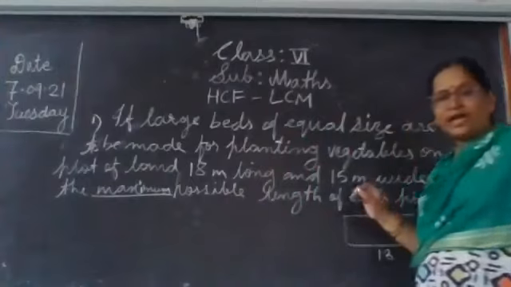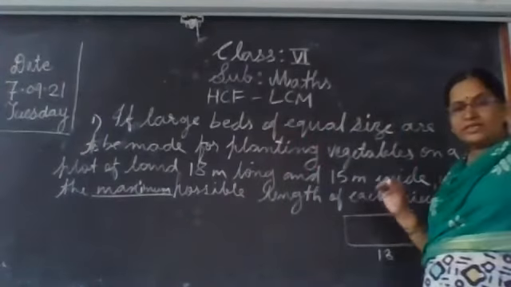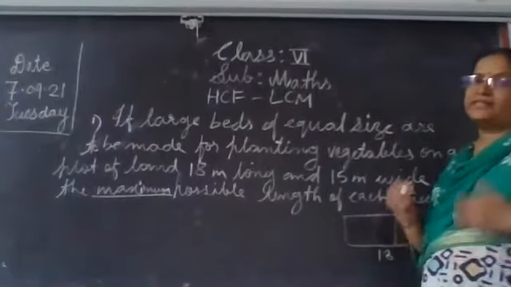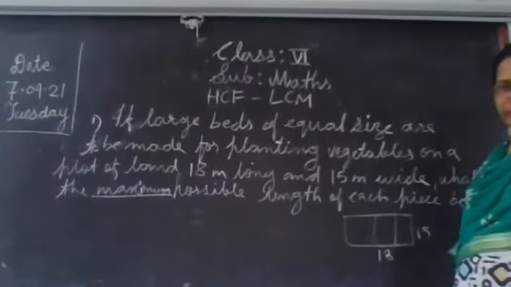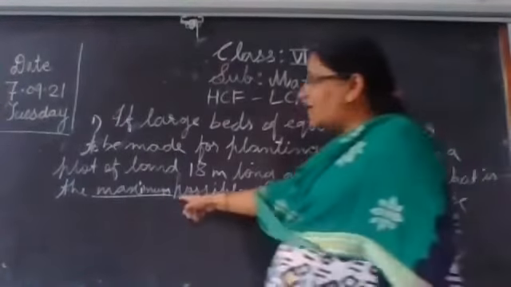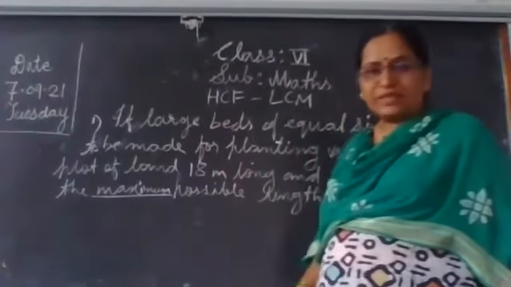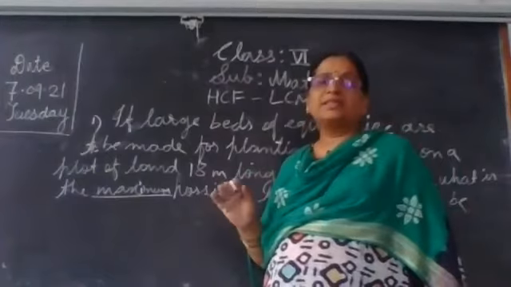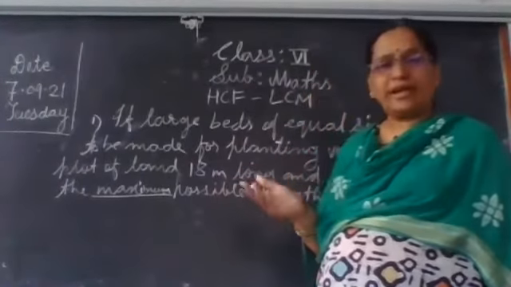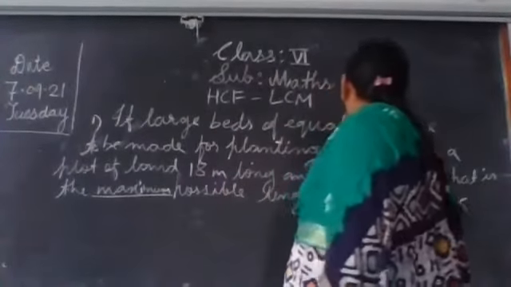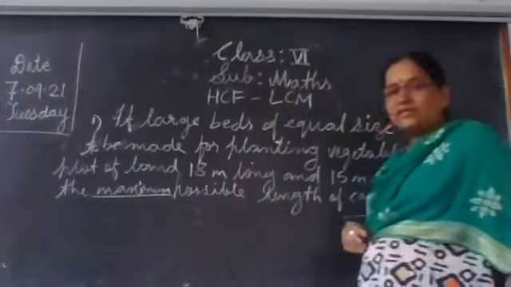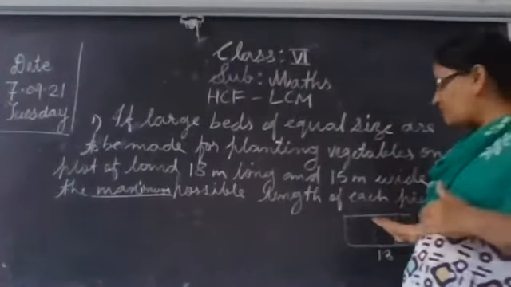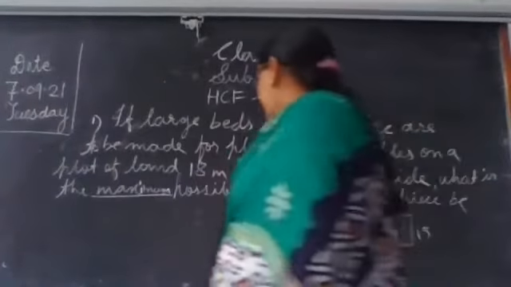So you have to divide this plot in such a way that each piece is of equal length and it is the maximum length. Wherever the words maximum or greatest come in word problems, that time you have to find the HCF. So here we will find the HCF of 15 and 18 so that we will get the maximum length of each piece of this plot.